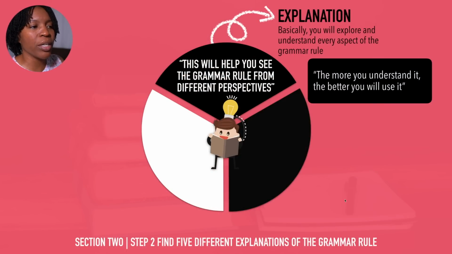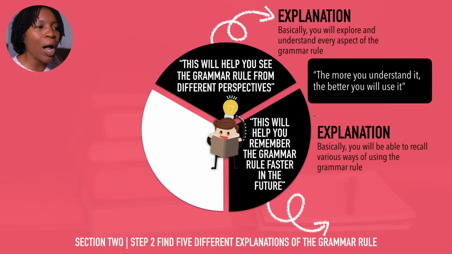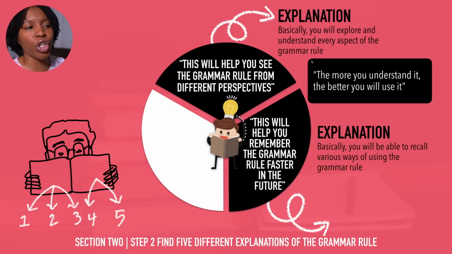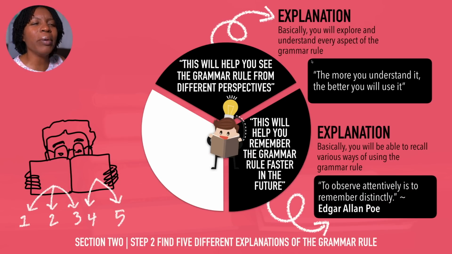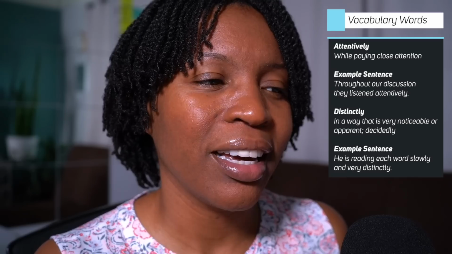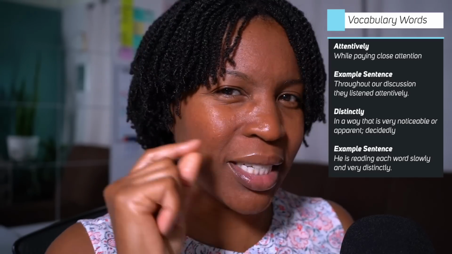Another thing to remember is right here. This will help you remember the grammar rule faster in the future. Basically, you will be able to recall or remember various ways of using the grammar rule. Edgar Allan Poe said this: "To observe attentively is to remember distinctly." Now, for pronunciation, I want you to watch my mouth. To observe attentively is to remember distinctly.